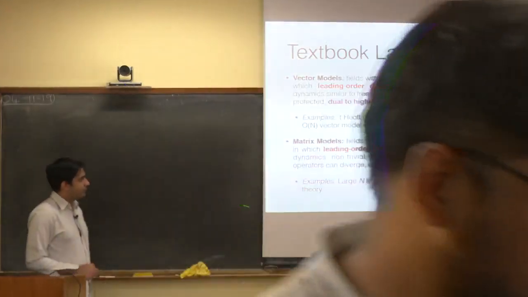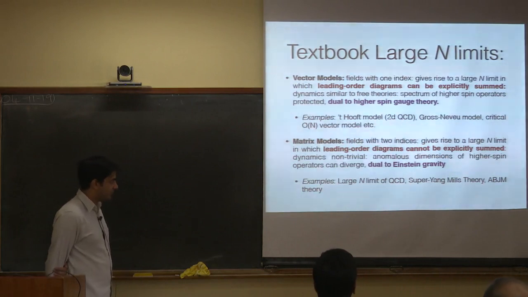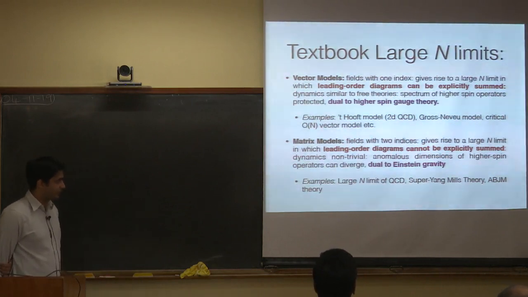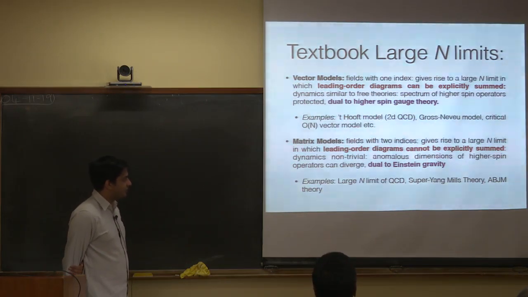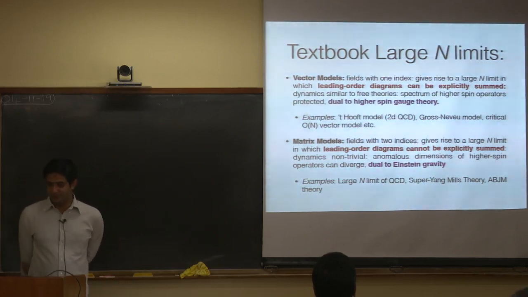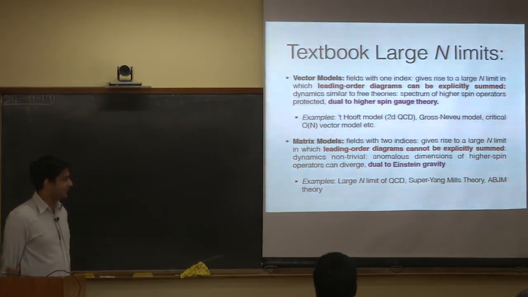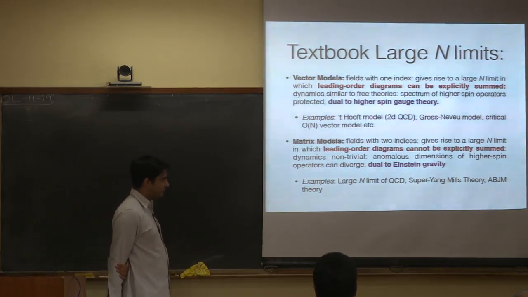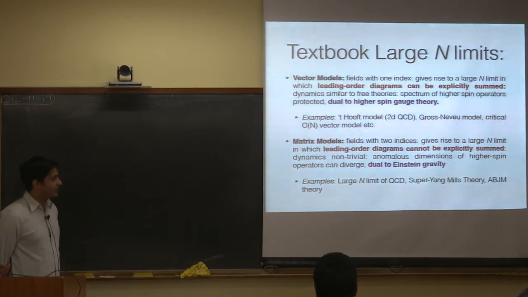On the other hand, matrix models are fields with two indices, and these give rise to large n limits where the leading order diagrams cannot be explicitly summed. The dynamics is non-trivial, so for instance, anomalous dimensions of higher spin operators can diverge, and in some cases may be dual to Einstein-like theories of gravity. Examples are super Yang-Mills and ABJM, etc.